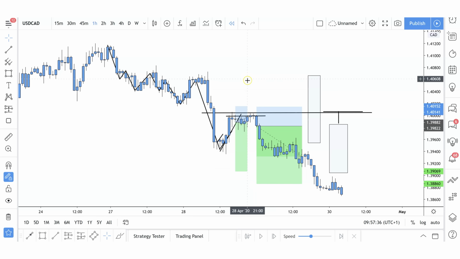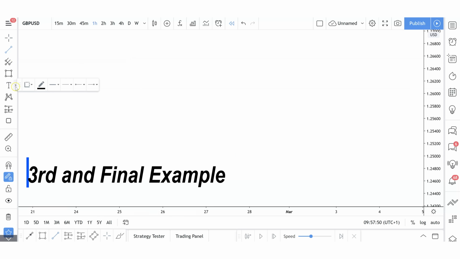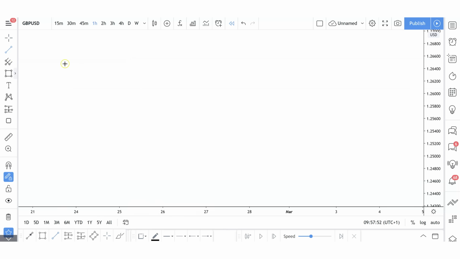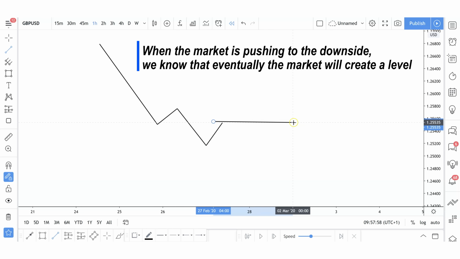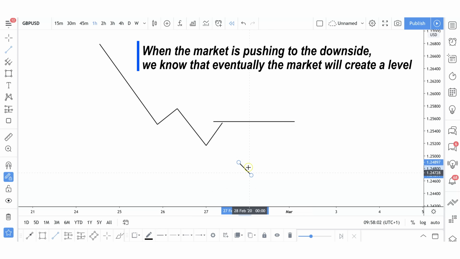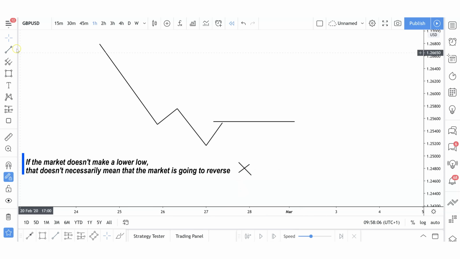So let's take a look at our third and final example. For our third and final example, let's just continue with the same analysis. When the market is pushing to the downside, we know that eventually the market will create a level. Now, a lot of the times what we anticipate is that the market will make a lower low. Now, if the market doesn't make a lower low, that doesn't necessarily mean that the market's going to reverse.